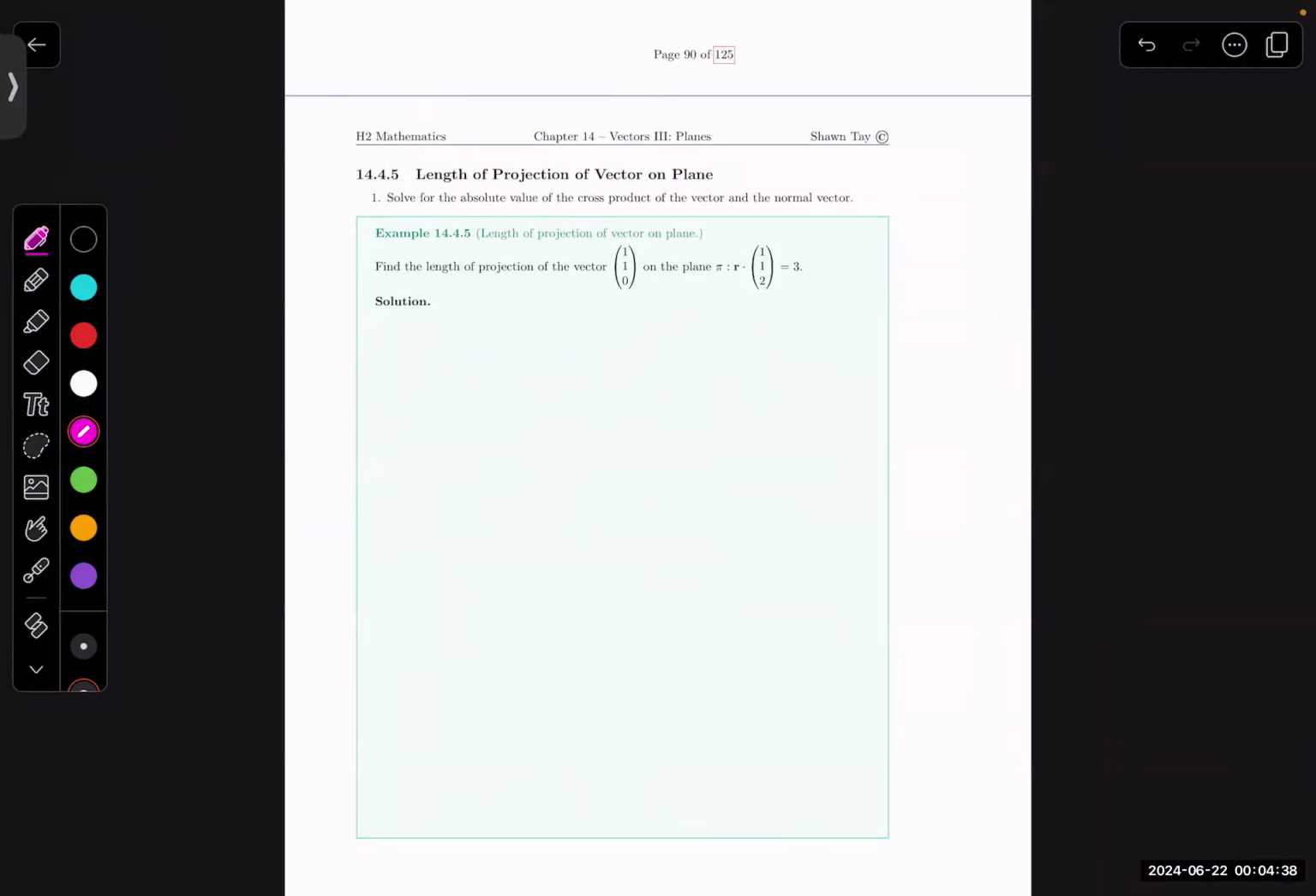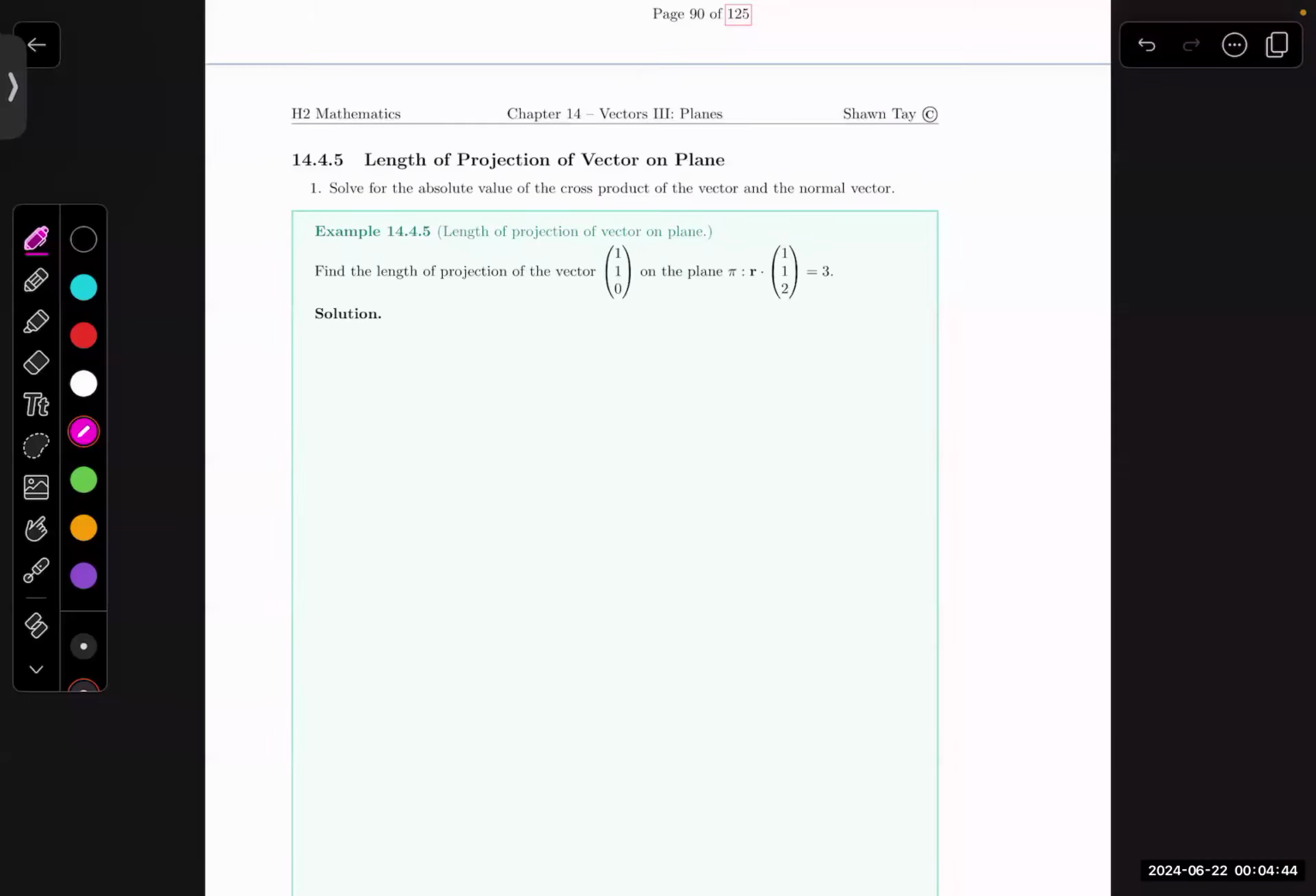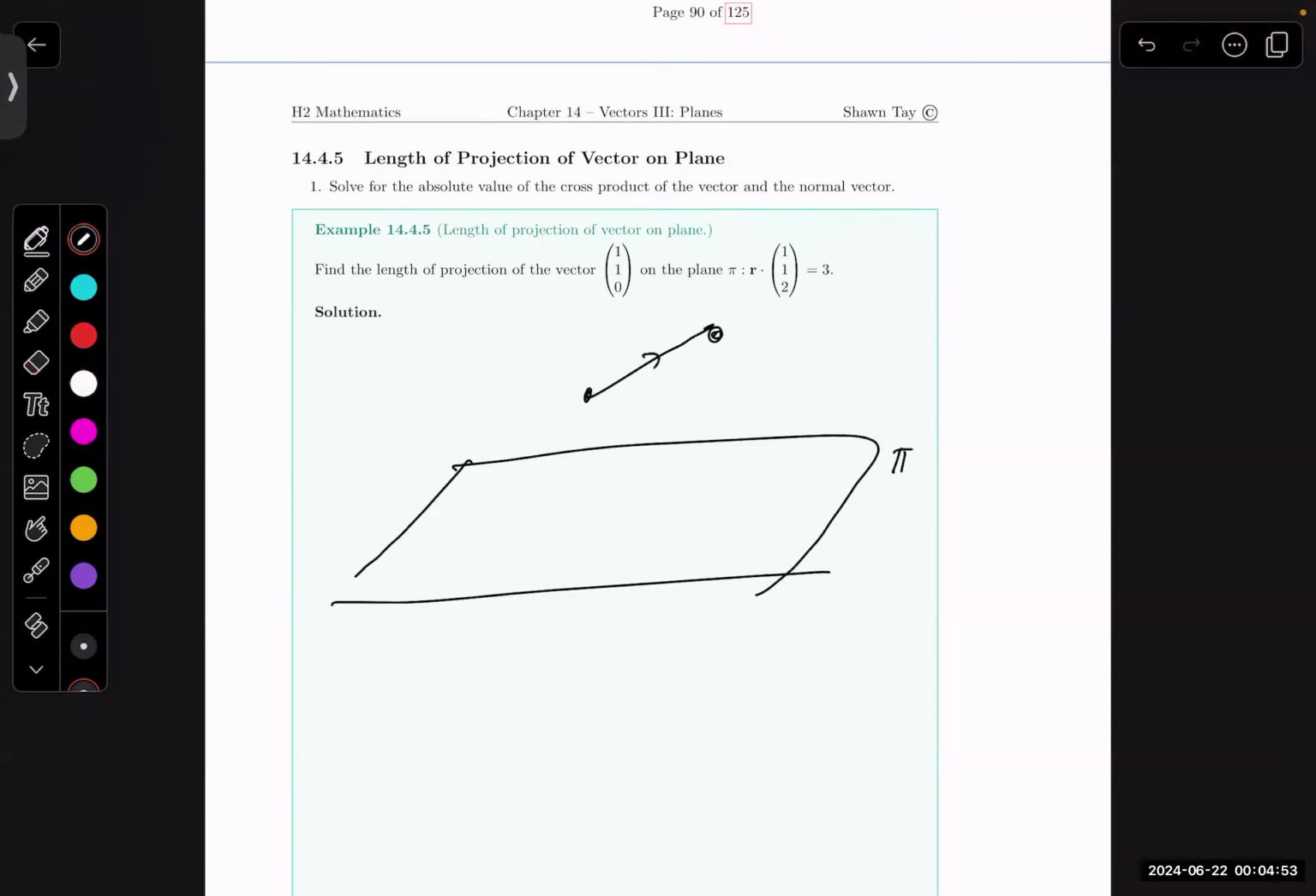Next one, length of projection of vector on plane. If you want to project a vector on a plane, same thing, draw a picture first. Plane, I have a vector like this, 1, 1, 0. Shouldn't draw the points because the vectors can be anywhere. Now what I do is I first bring it down to the plane. Let's say it's just here. Then the plane has a normal vector. I'm going to put a normal vector here. n hat is 1, 1, 2 divided by modulus 1, 1, 2.